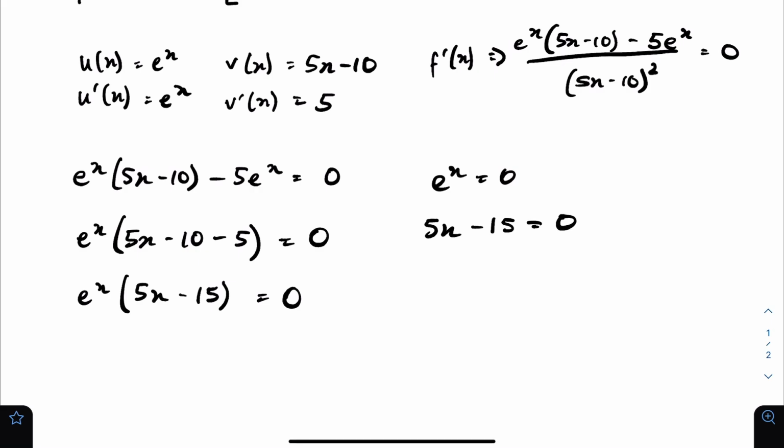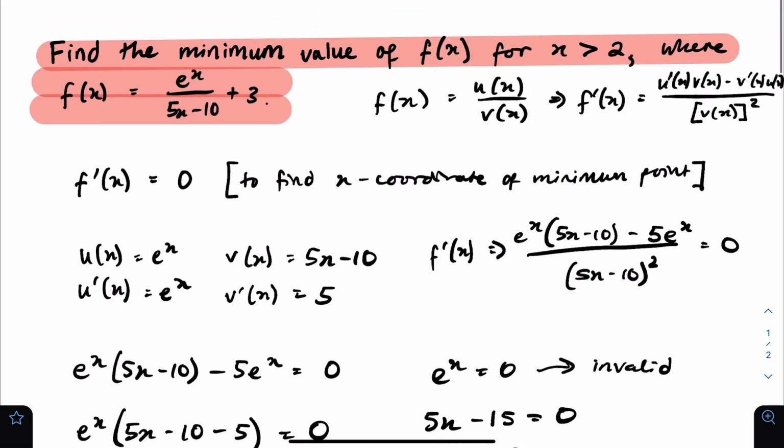E to the power of x will never be 0, just because e to the power of x has an asymptote at 0. Therefore, this we can say is invalid. However, if we try and solve 5x minus 15 is equal to 0, we get 5x is equal to 15, so x is equal to 3. Therefore, the minimum point is when x is equal to 3.